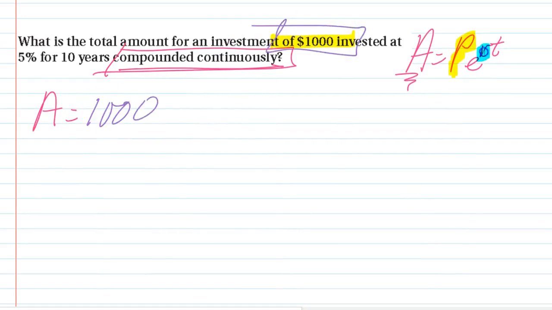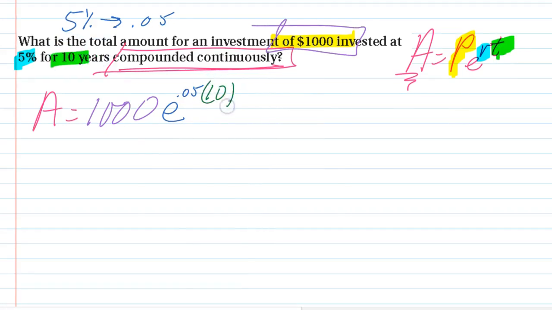They told us that our rate is 5%. Remember to move the decimal point 2 places. 5% is the same as 0.05. So we're going to have e to the power of 0.05. And then our time is 10 years. So we put a 10 for time at the top.